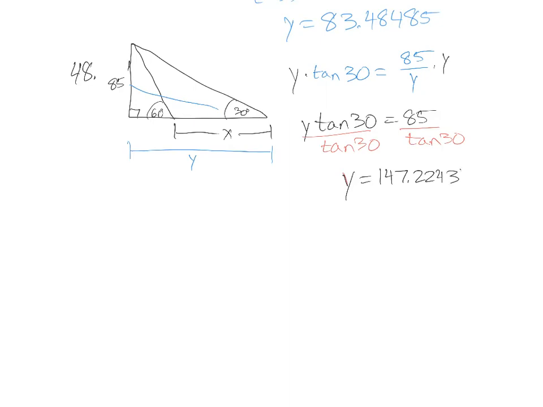Okay, that's y. And then we can also solve for this little area here. We'll call this z. How do I solve for z? So let's do that one. Tangent of 60 is equal to 85 over z. Everybody solve for z.